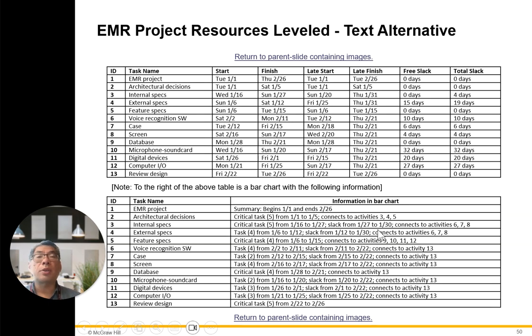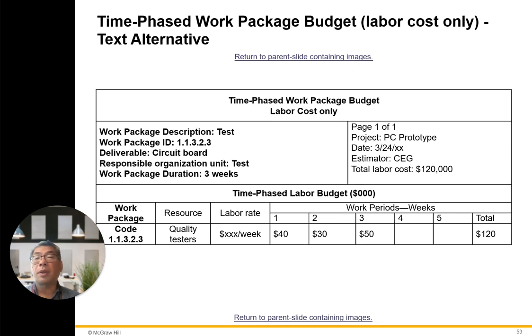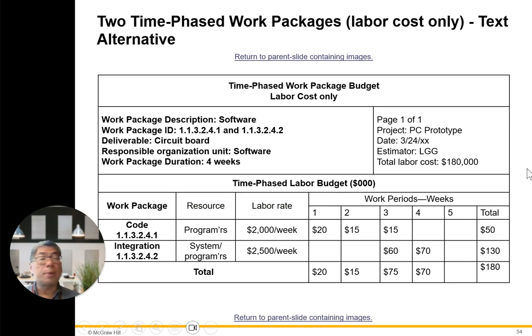And then on the resource level, slack alternative from 1 to 13, task name is all provided here. The type is labor cost only; it gives you an idea from budget cost, $120 for this particular project. This is a time-phased labor cost budget, labor cost only. Let's move on to the next one. Time-phased work package budget, labor cost only, from code 1 resources, gives you an idea. Total labor cost 180,000. This is development software.